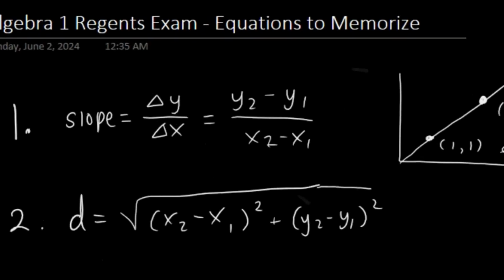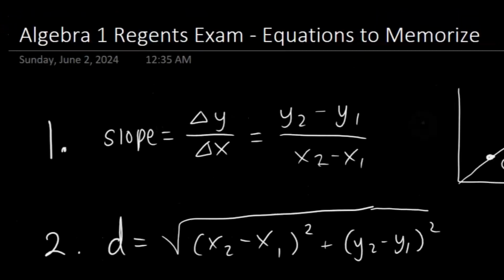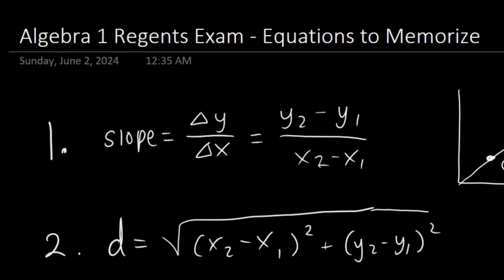So the first one is pretty simple, it's just the slope formula. So it's change in y over change in x, and then that can be further written as just y2 minus y1 over x2 minus x1, and that is just notation for the coordinate points.